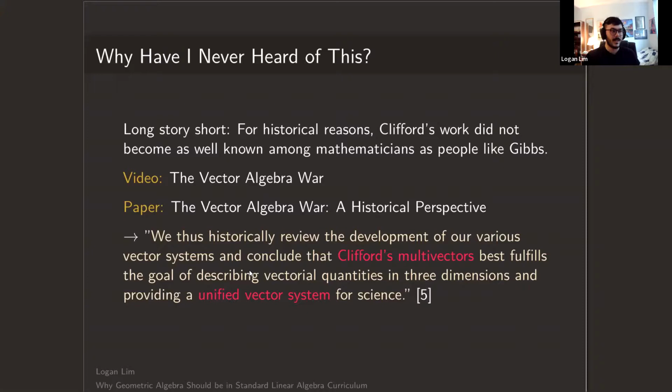But there are better ways of conceptualizing these algebraic relationships with geometric objects by just including an extra assumption of the geometric product. And so in this paper on vector algebra, they say, "We thus historically review the development of various vector systems and conclude that Clifford's multivectors best fulfills the goal of describing vectorial quantities in 3 dimensions and providing a unified vector system for science." Basically saying, this is the best thing we know right now that we could do these operations with, in science at least.